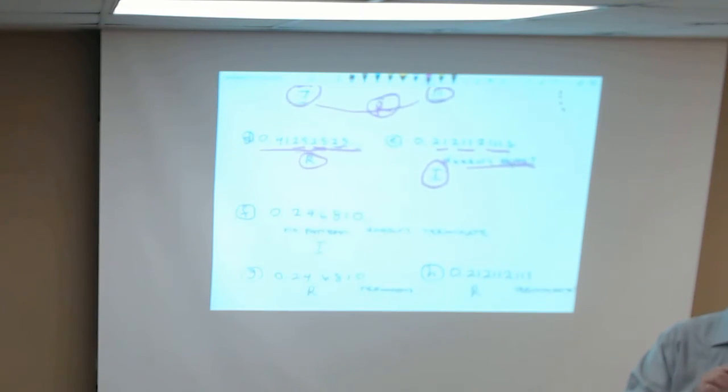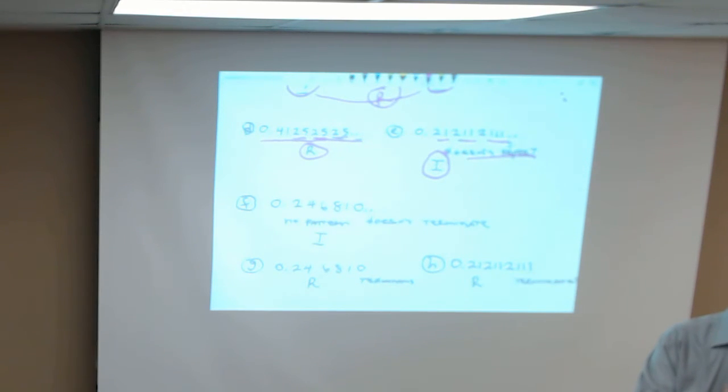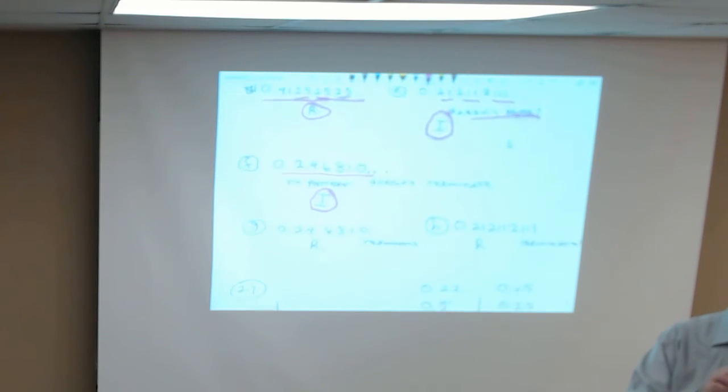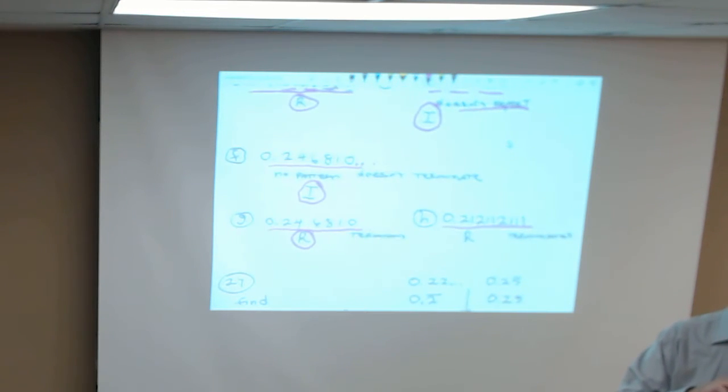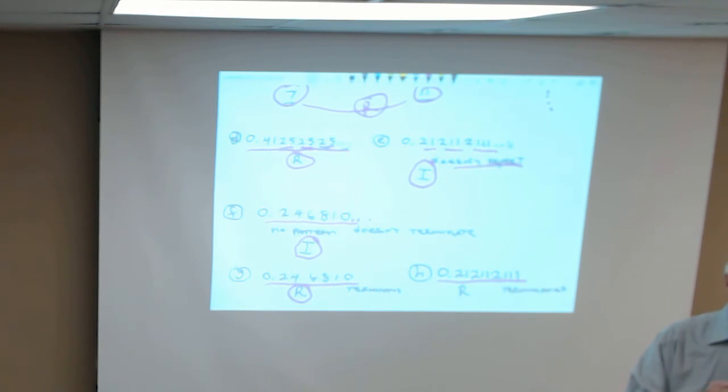Let's look at another one. What about this number here? There's no pattern, and it doesn't terminate. It repeats, so that makes it irrational. G, why is this rational? Because it terminates, so that makes this one rational. H, well, up here you said this was irrational, and down here you say this is rational. Why? Because it terminates. You follow what can happen?